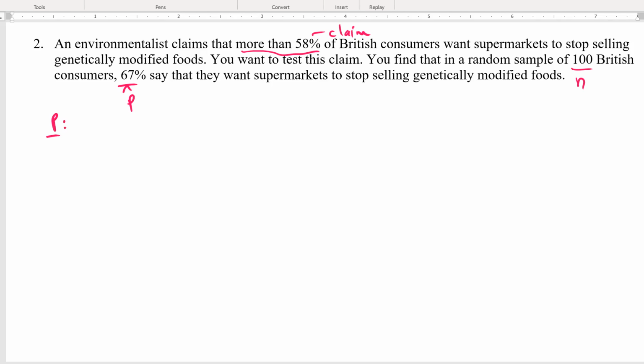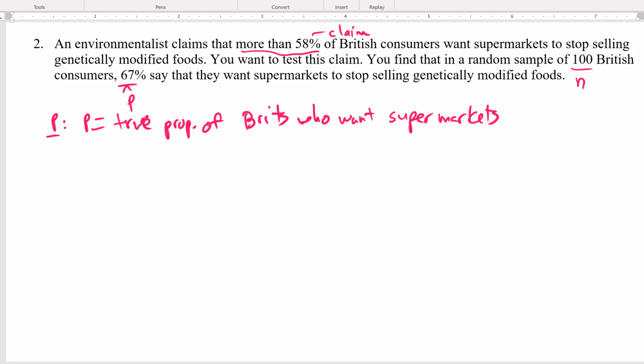PRTC. What is our parameter? True proportion of Brits who want supermarkets to stop selling genetically modified food. Okay? Get wordy here. It's going to save you a lot of effort later on. Don't throw away an easy point right here.